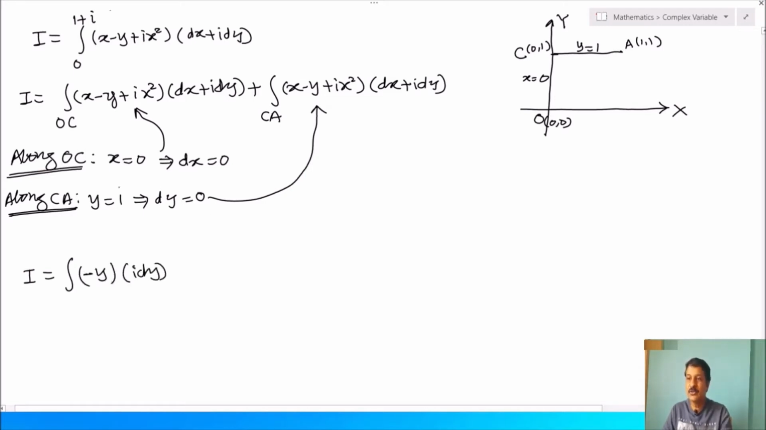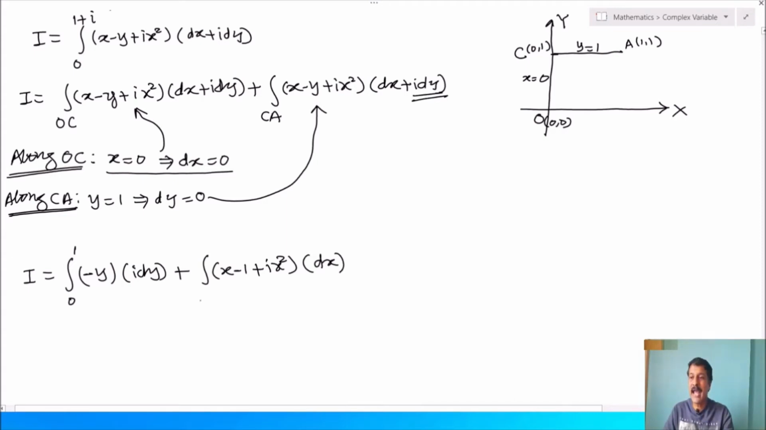What are the values of y? Because it contains only y, what are the limits of y here? Along OC, the value of y is 0 to 1. Plus along CA, y equals 1 and dy equals 0. Therefore the integrand becomes x minus 1 plus I x square dx, but dy is 0, so I get only dx.